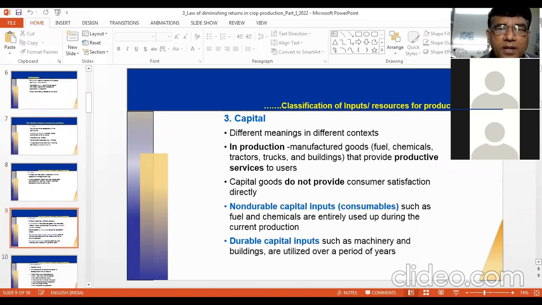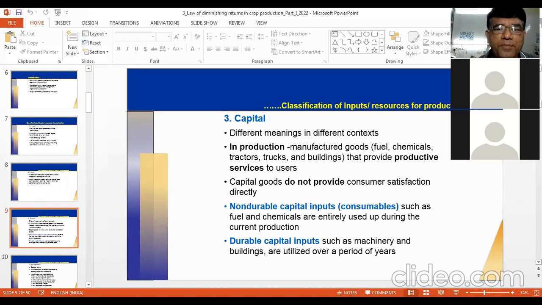Now see capital. What is capital? It has different meanings in different contexts. For example, in production, manufactured goods like your fuel, chemicals, tractors, trucks, buildings, all are capital that provide productive services to the users. Capital goods do not provide consumer satisfaction directly.